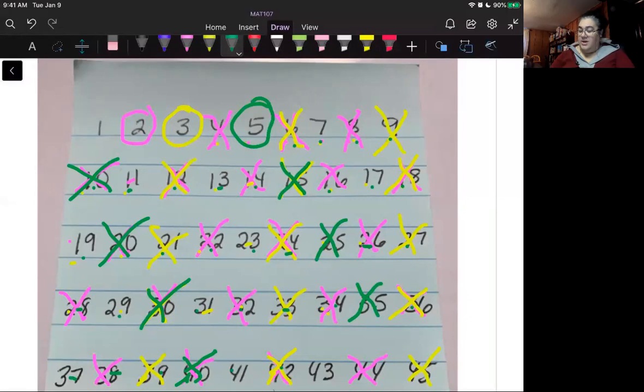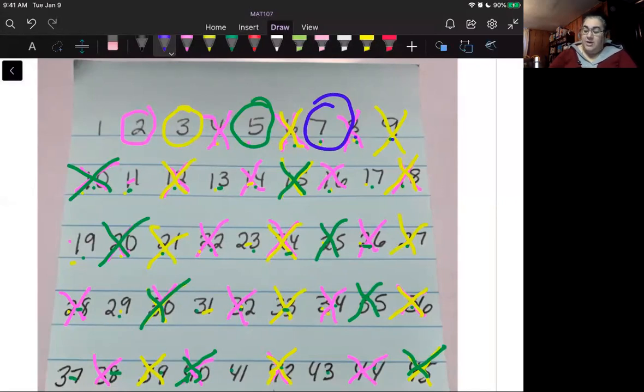1, 2, 3, 4, 5. Okay? And the next one that you have is the 7. At this point, you should notice that we are no longer crossing out any new numbers, which means you have basically identified all the prime numbers within the parameters of from 1 to 45. But let's just check it out.